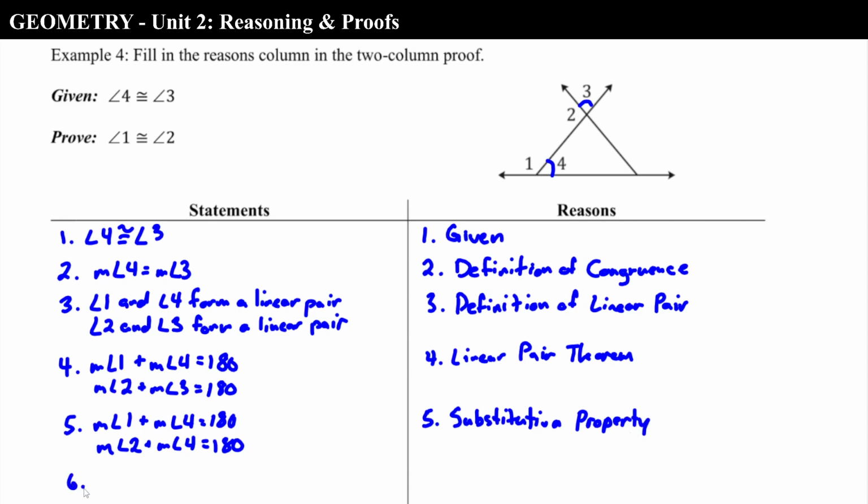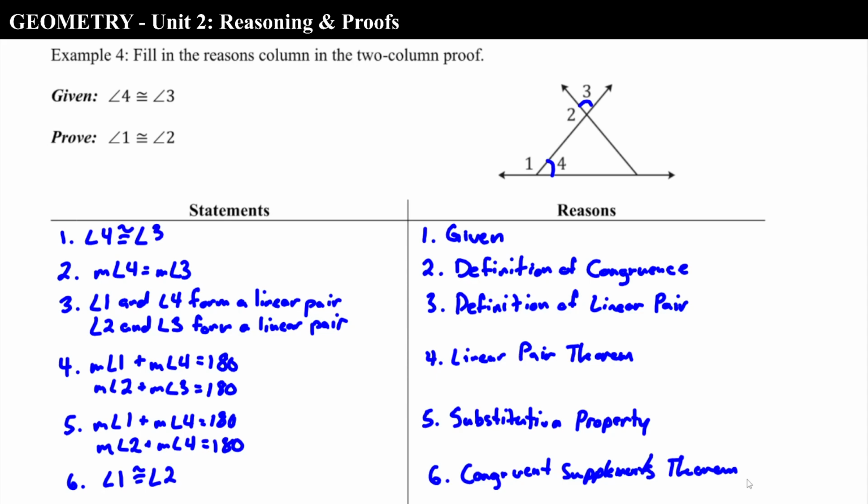And then finally, since we know that everything's the same except for 1 and 2, we're going to use the congruent supplements theorem to show that angle 1 is congruent to angle 2. And that comes from the congruent supplements theorem.